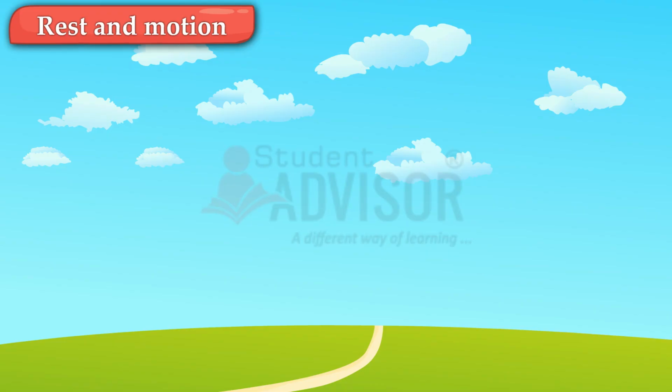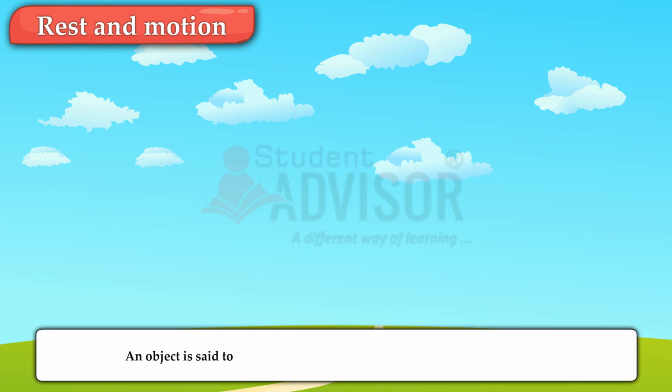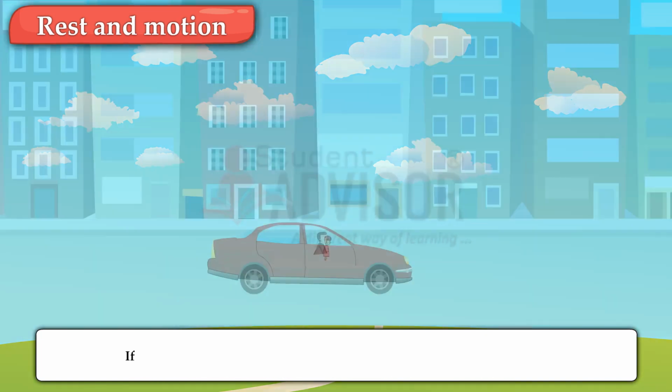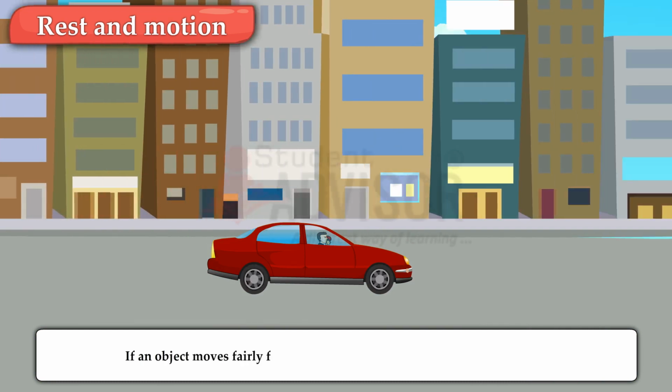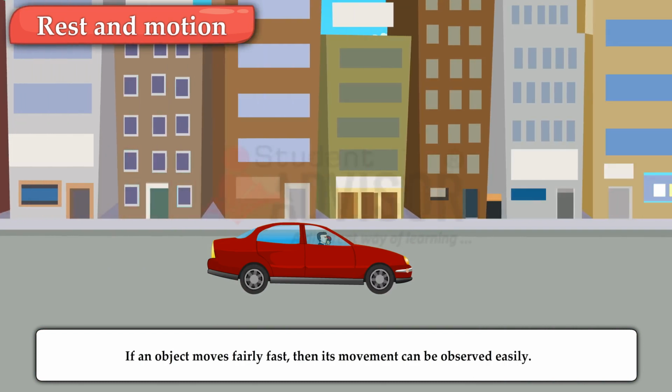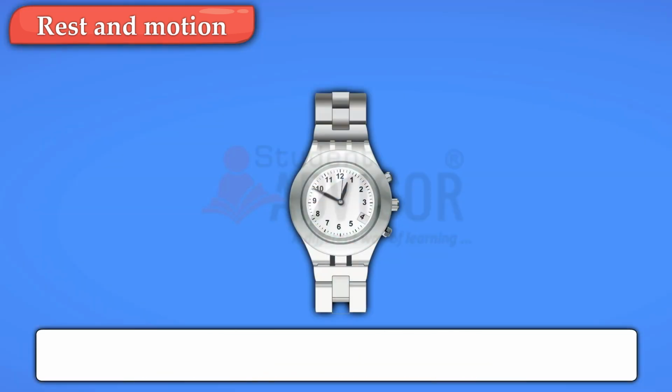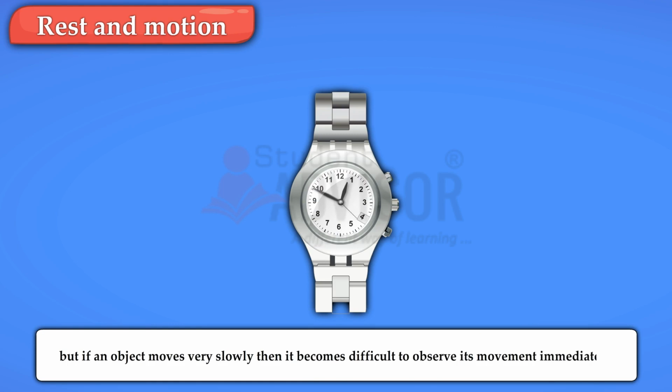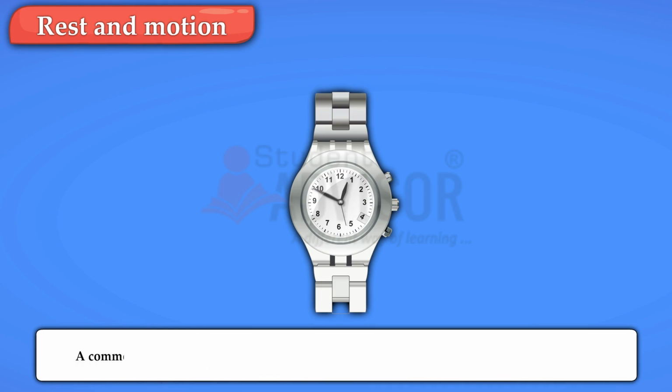Moving things around us. An object is said to be in motion when its position changes with time. If an object moves fairly fast, then its movement can be observed easily. But if an object moves very slowly, then it becomes difficult to observe its movement immediately. A common characteristic of all moving bodies is that they change their position with time.